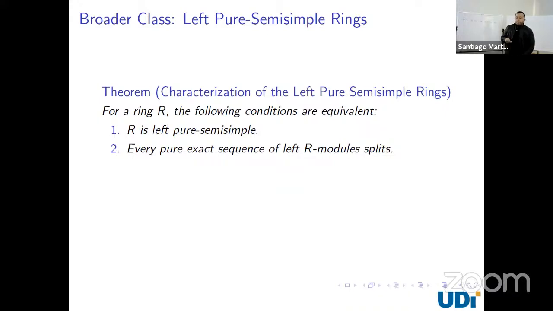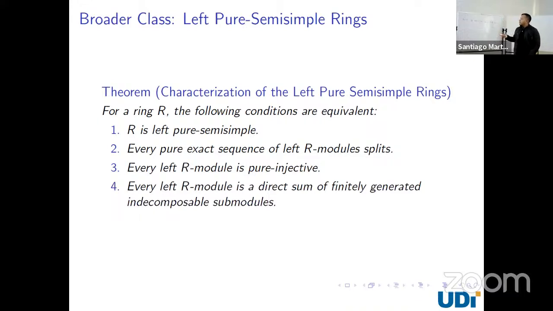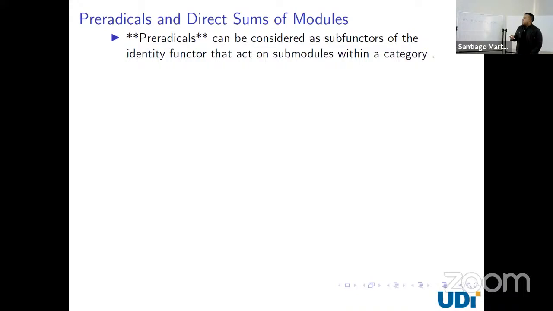In the characterization of the category of modules, we have this. R is a left pure semisimple ring if and only if every pure exact sequence of left R-modules splits. We have every left R-module is pure-injective. These are equivalent definitions, similar to what the definitions are for semisimple rings. However, it's a little bit different, right? But I'm going to focus on the characterization that we can express every R-module as a direct sum of indecomposable modules.